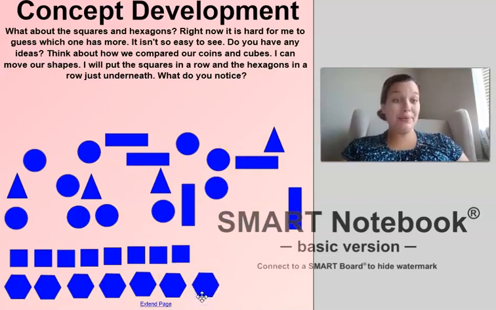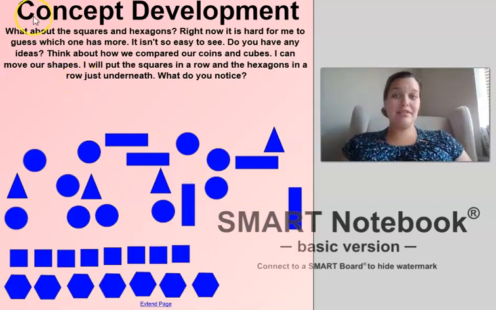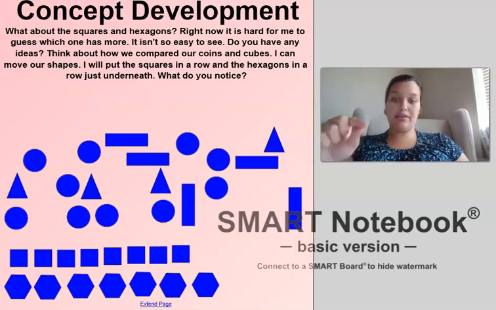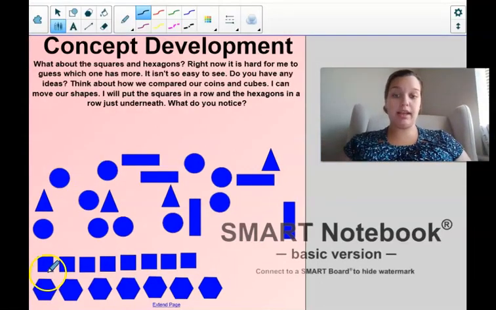So right now, doesn't it look like I have a similar number of squares and hexagons? Yeah, it does. So we're going to draw a line from each square to the hexagon, just to see if we have the same number, or if we have more or less of one shape. Okay, so I'm going to draw a line from each square to each hexagon, just to be positive, because look at my spacing is off.